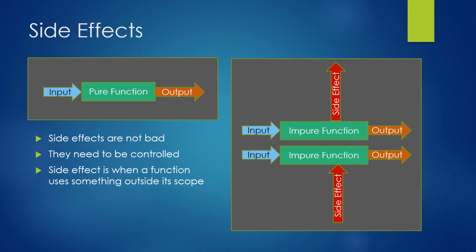A side effect is when a function uses something outside of its scope. All that means is that the function is reaching out and touching some other part of the program that's not within its immediate scope. Non-pure functions may rely on side effects from other things, outsiders coming in and touching their scope, and pure functions do not do that.